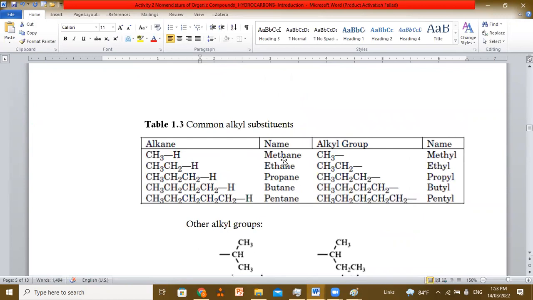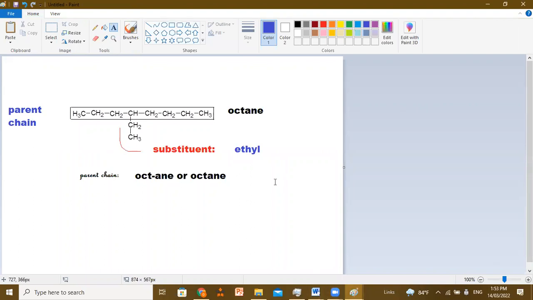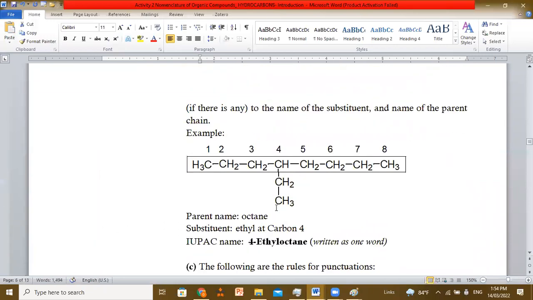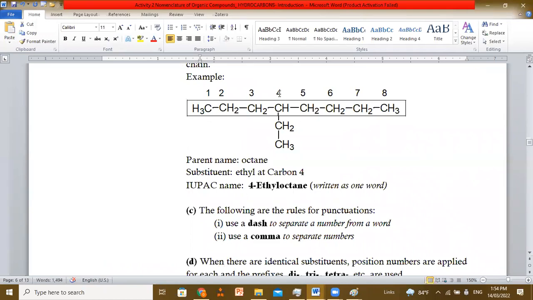We name this one as ethyl, CH2, CH3, minus the hydrogen. So you have the ethyl substituent. Okay, so how do we include the ethyl substituent? Now we need to know where our substituent ethyl is located. If you start counting from the left, the location of your ethyl is on carbon 4, but if you start counting from the right, you'll be 1, 2, 3, 4, 5, the 5th. So if we choose the location, or what we call the locant, 4 or 5, we choose the one with the lower locant. Therefore your ethyl is located on carbon 4.